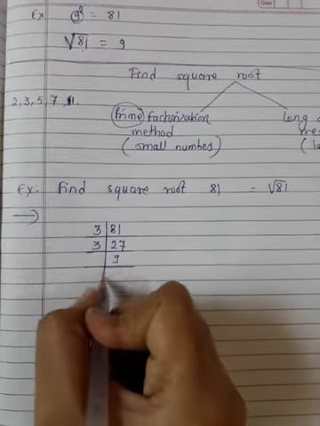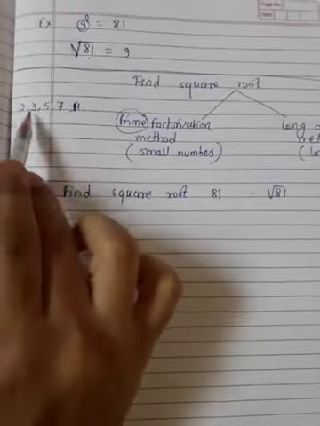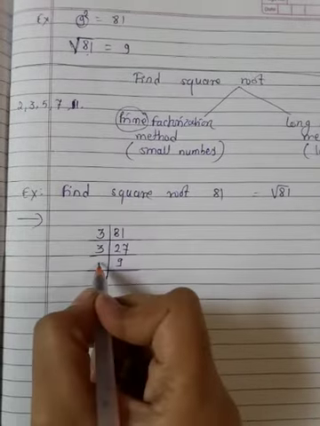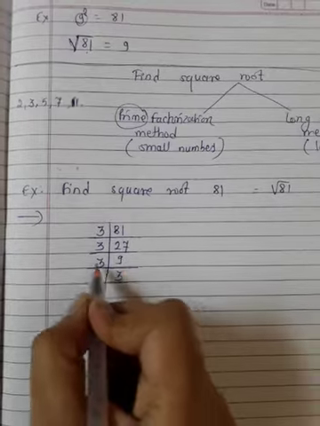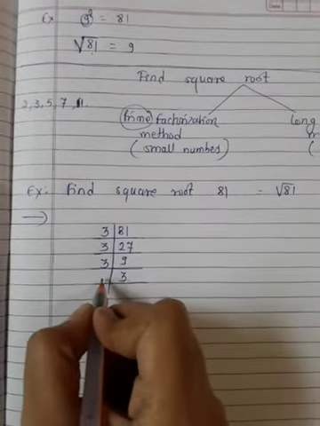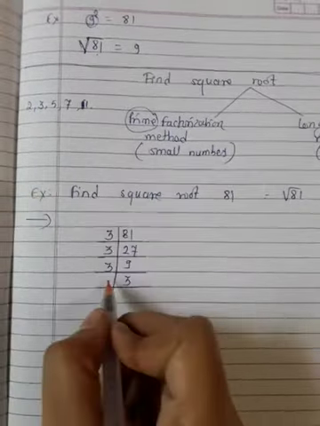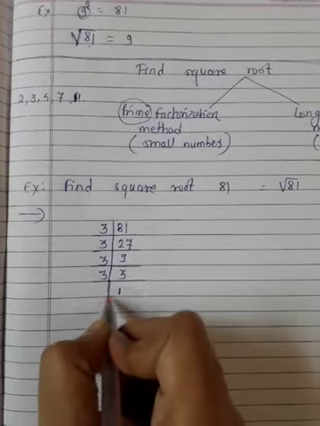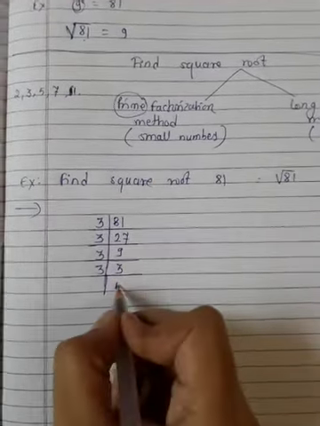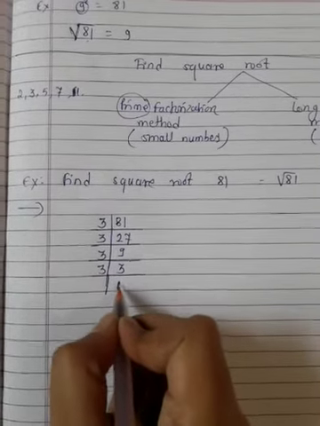Now again, which number divides 9? Again 3 divides 9. 3 3s are 9, and write the quotient here. When we divide 9 by 3, we get 3. Again which number divides 3? We know 3 divides 3. So 3 1s are 3. Write the quotient here. Continue this step till we get the quotient 1. So here we get quotient 1.